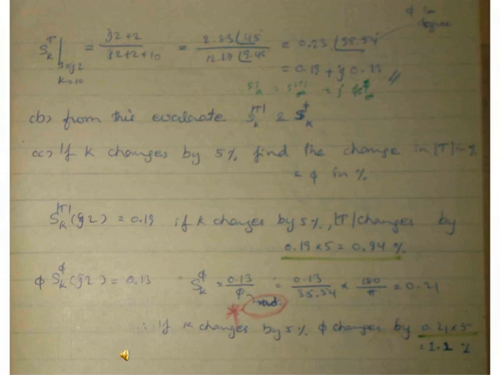Now, continuing the calculation, S_K^T with s equal to j2 gives j2 plus 2 divided by j2 plus 2 plus 10, so 2.83 at an angle of 45 divided by 12.17 at an angle of 8.945, so there will be 0.23 at an angle of 35.54, which is 0.19 plus j0.17.